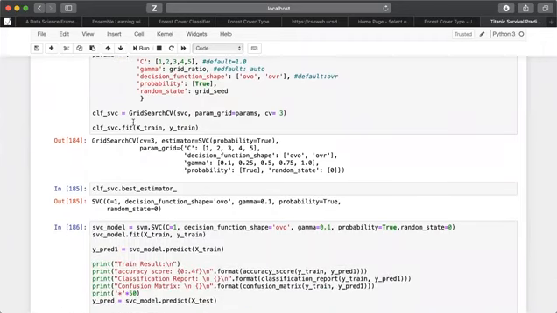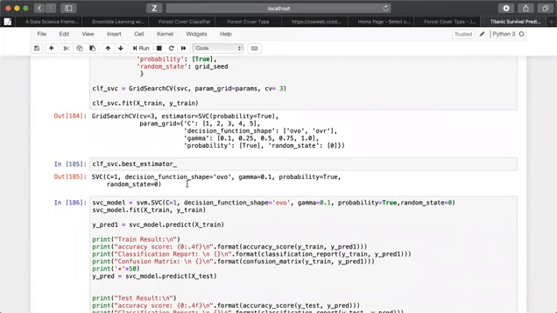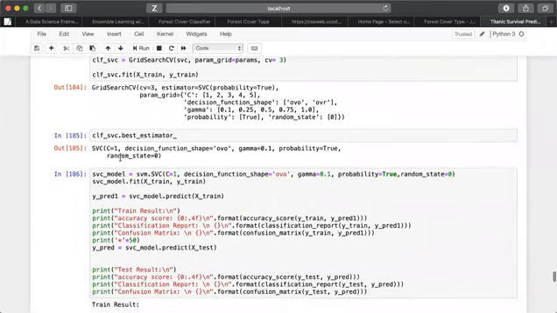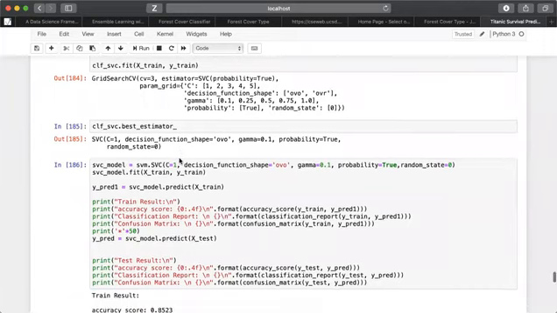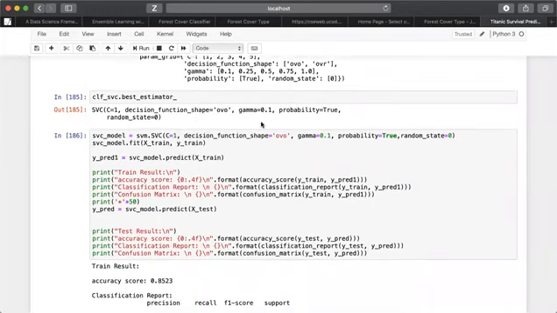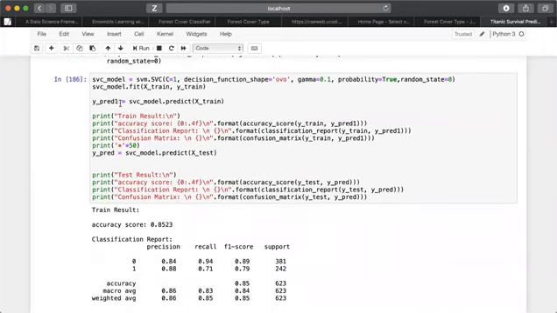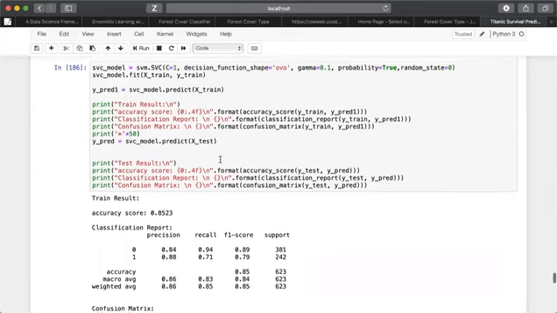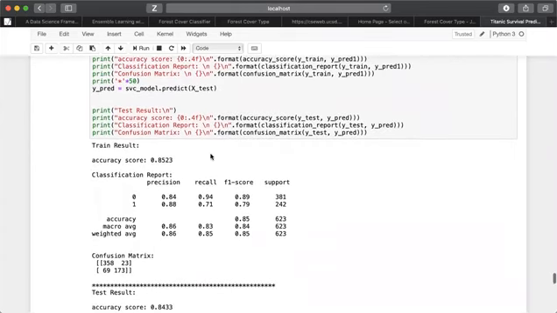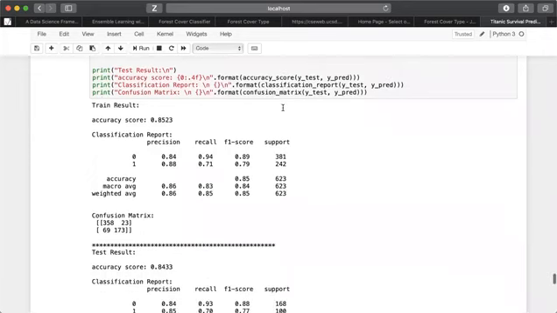So once I fitted this, it has given me the best estimator. The best estimator is what? C is equal to 1, decision function shape is equal to OVO, gamma 1, probability is equal to 2, and random state is equal to 0. So using these hyperparameters for the SVC, I defined the SVC model. I fitted on X train, Y train. I found out the Y pred for X train, and thereafter I used it on X test, and then I got the scores for both the training and testing.